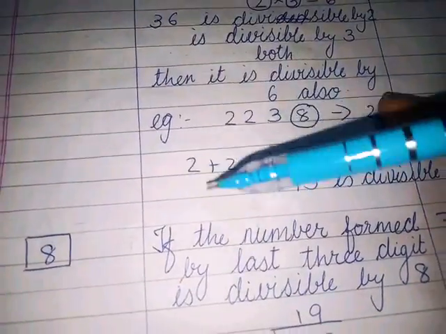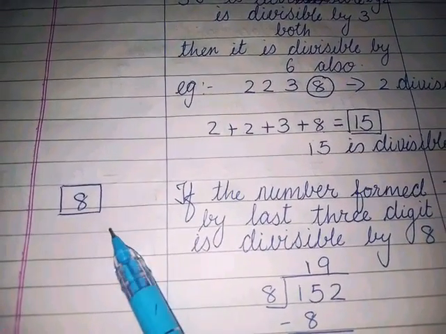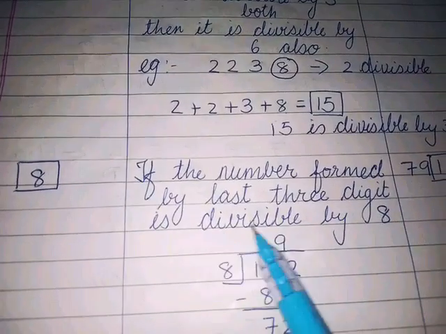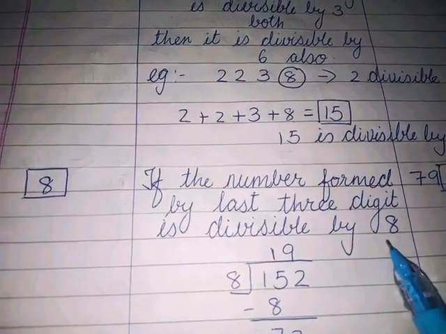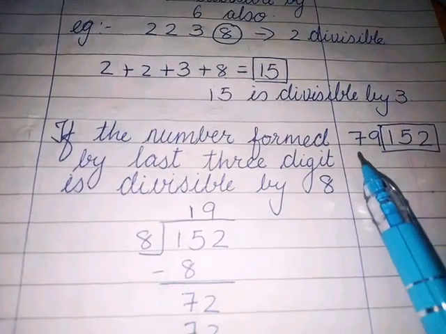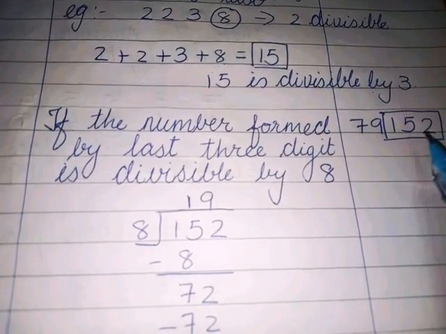Now we need to check whether this number is divisible by 8 or not. If the number formed by the last 3 digits is divisible by 8, then we can say that the number is divisible by 8. Now take this example. For example, this is 79152.